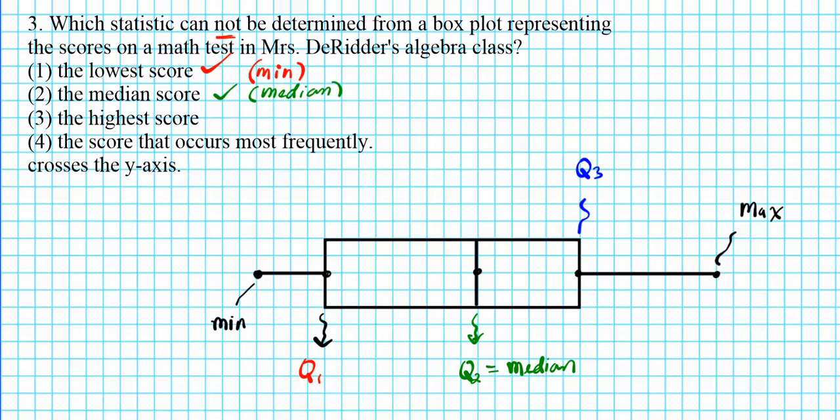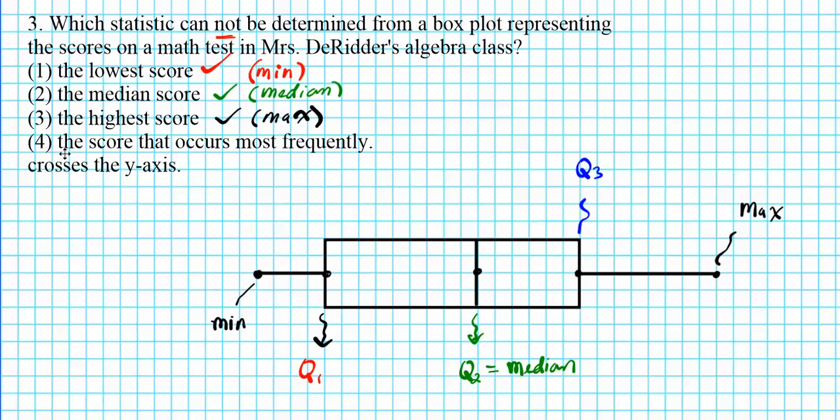Highest score. Does this box plot tell us the highest score? Guess what? Your maximum is your highest score. That's your maximum. And it clearly shows that to us. By method of elimination, we can automatically conclude that option 4 is the correct answer.